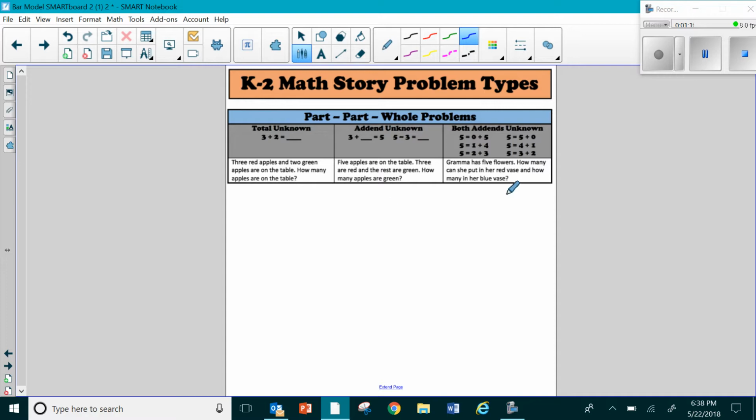And then the third type would be both add-ins unknown. For example, Grandma has 5 flowers. How many can she put in her red vase, and how many in her blue vase? So in this case, we definitely know the total, and it's 5 flowers. So we're looking for all the different combinations of making 5.